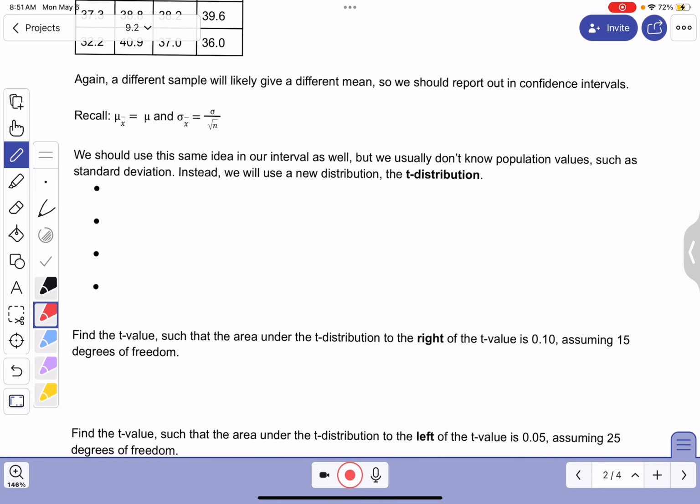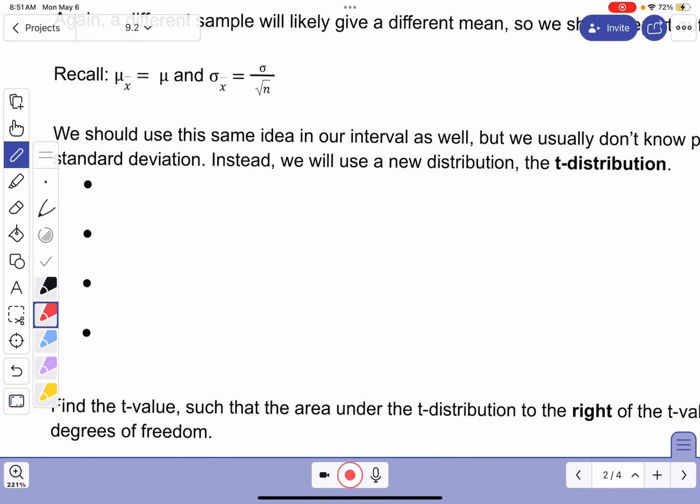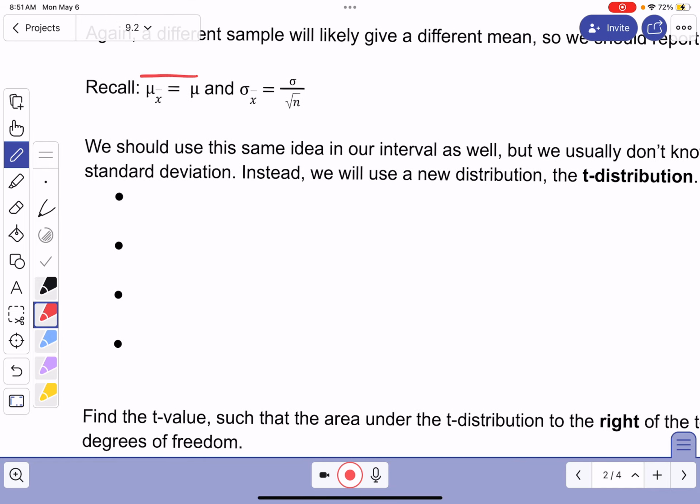Okay, a different sample will likely give a different mean, just like with the proportions. So we report out in an interval. And if we think way back, in chapter 8, the mean stays the same, and then our standard deviation is the standard error, where we divide by the square root of n.